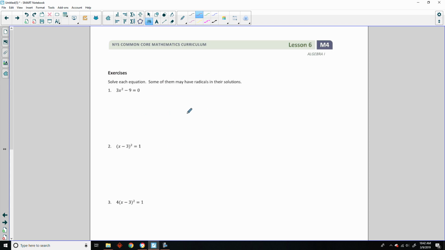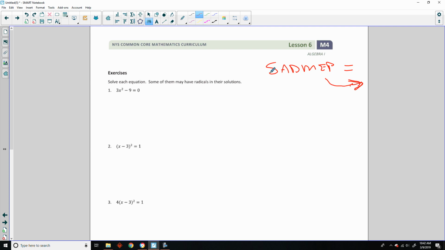Exercise. Solve each equation. Some of them may have radicals in their solutions. Okay, so this is just solving equations, and I'm going to write this up here each time. I did this in 7th and 8th grade, but I'm going to keep doing it just to remind you. Some still struggle with solving equations. It's PEMDAS inverse. And anytime we cross an equal sign, we do the inverse operation and we do the order backwards. So I write SADMEP.